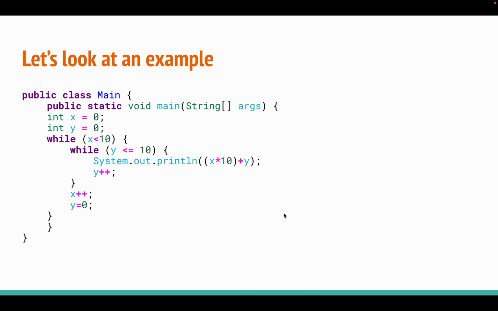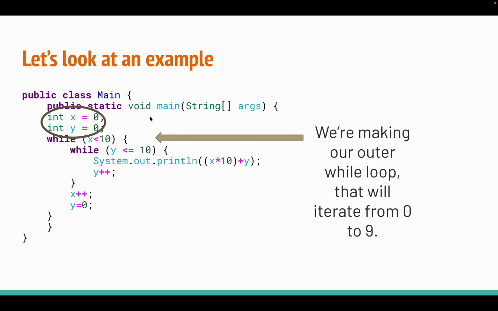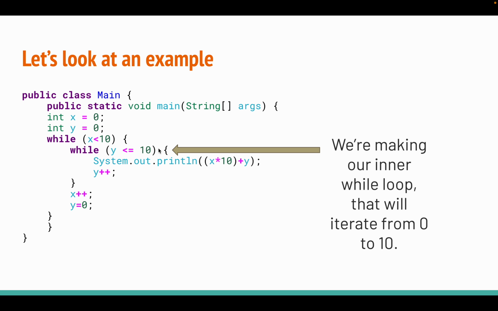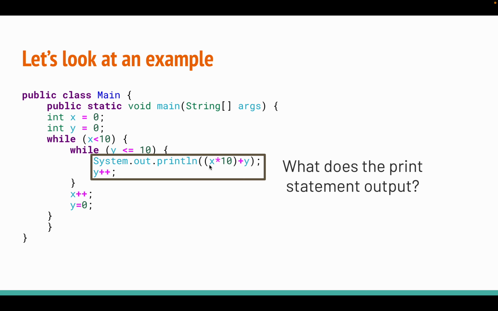So let's take a look at an example of this. Over here, we've created some counters, and now we have our outer loop, which is dependent on the x variable. And the x variable will iterate from 0 all the way to 9 until the end of this while loop. Then we also have our inner while loop that will iterate from 0 to 10. So real quick, pause the video and think about what you think the print statement will output and what this will look like.